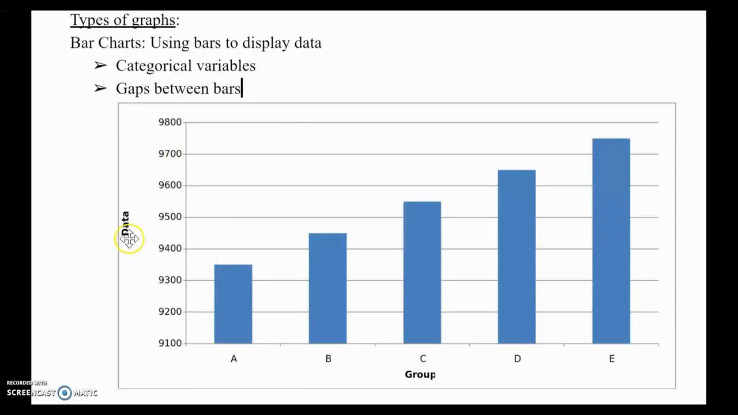So if you look at this, you see data on the y-axis and group on the x-axis. So this has to be a categorical variable. This can be numerical. So if I switched A and B or A and E or any two of these groups around, the bar chart would still make sense.